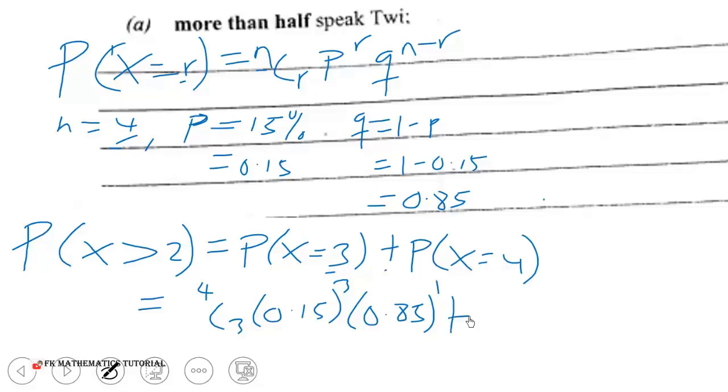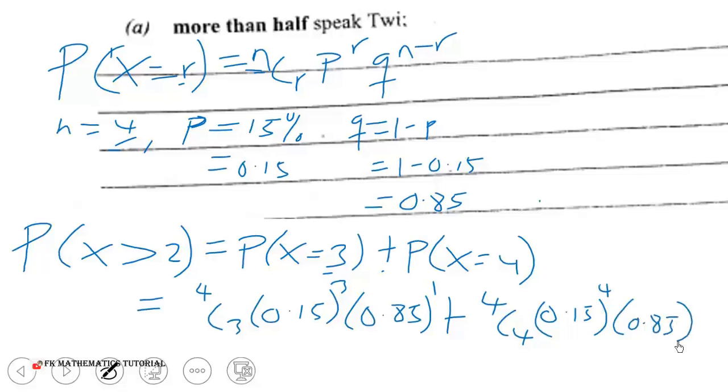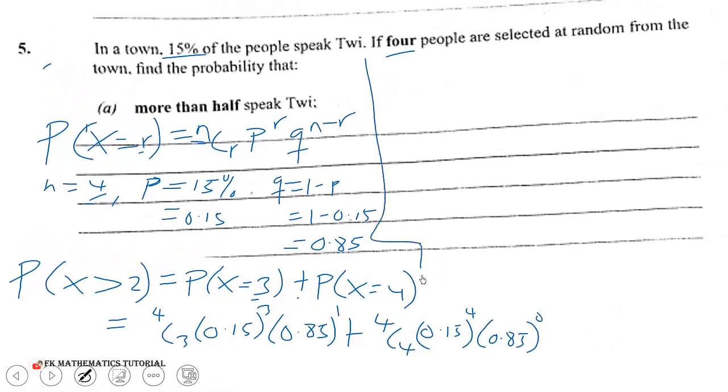So we add it to x equal 4. So we have n, which is 4 combination 4. Then we are going to get p, which is 0.15 exponent 4. Then we are going to get 0.85 exponent 0. So let's simplify this.